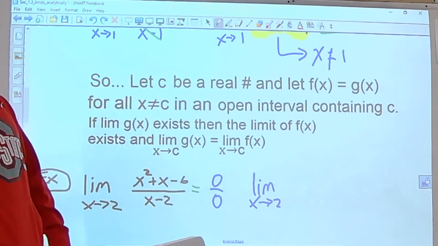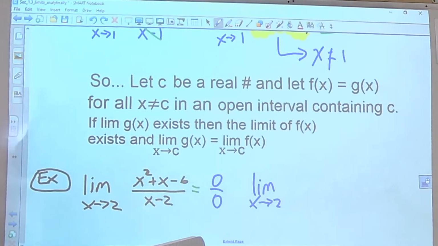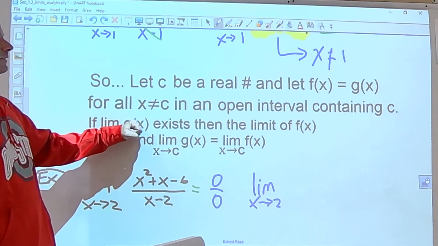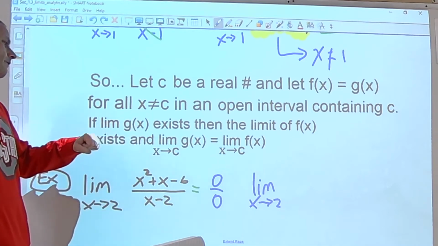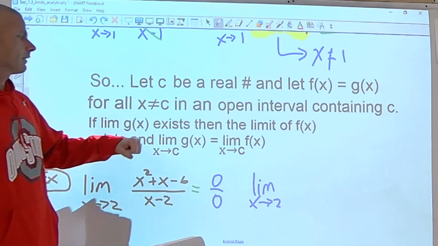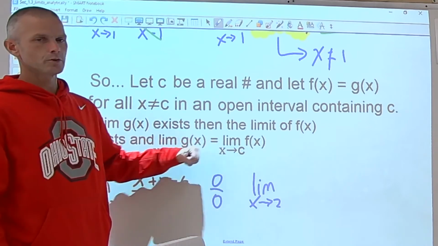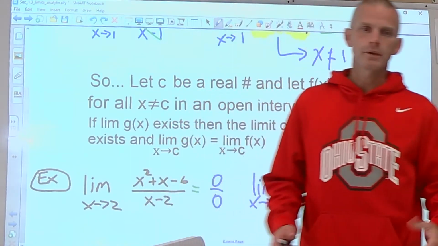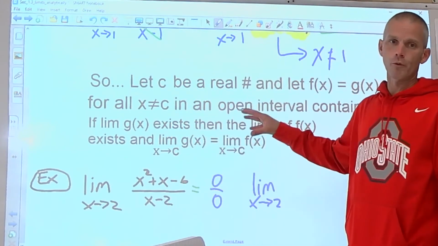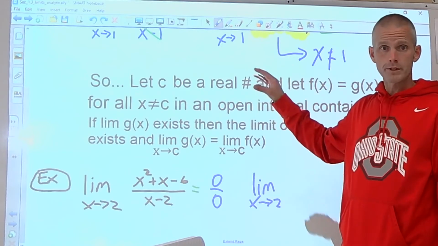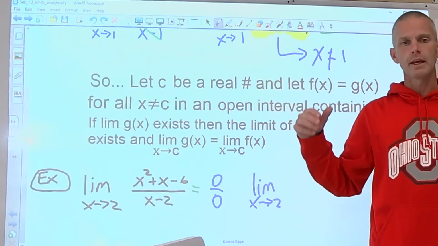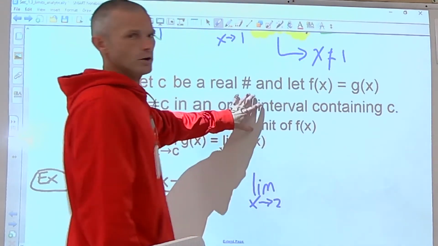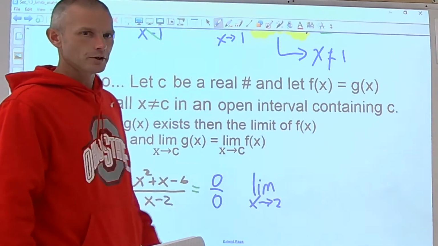So let c be a real number and let f of x equal g of x for all x's that don't equal c in an open interval containing c. If the limit of g of x exists, then the limit of f of x exists, and we can see that as x approaches c, those two limits should be equal. So basically what we're saying is this. If we can take a function and get down to a simpler, equivalent form that's a little bit easier to determine the limit of, then it's okay to do that. So that's what all of this math stuff here is telling you.